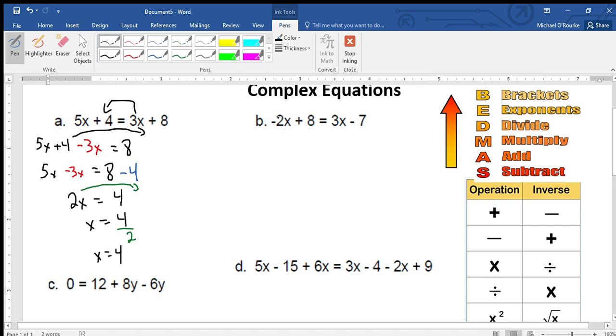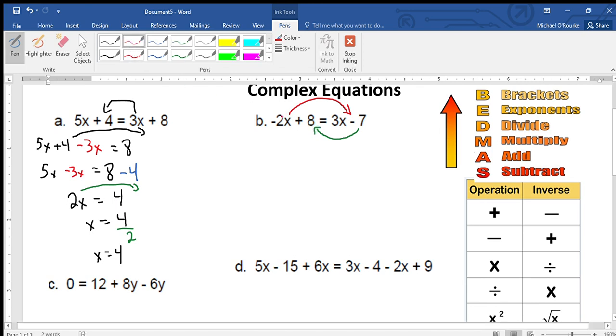So if we take a look here, we have minus 2x plus 8 equals 3x minus 7. We say, okay, we got x's on both sides. So I want to keep my 3x, it's the bigger one. So I'm going to bring this one over here. Okay, let's undo that. I'm going to make this red. I'm going to bring this one over here. But I also know I need to move this 7 over to the other side.